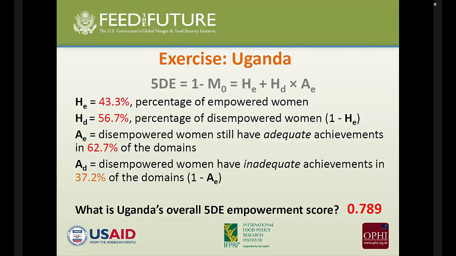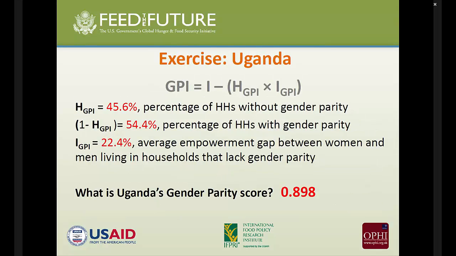So for GPI, I think this is simpler. There is an equivalent version where it's in terms of parity in the positive, but the version I found has a typo, so I'd rather not give you the wrong formula. This is the correct one. But there is also an equivalent version of this, and maybe it's in the World Development paper, Sabina's paper. So percentage of households without gender parity is 45.6. Oh no, this is wrong. That should be IG. Yeah, I should change this.